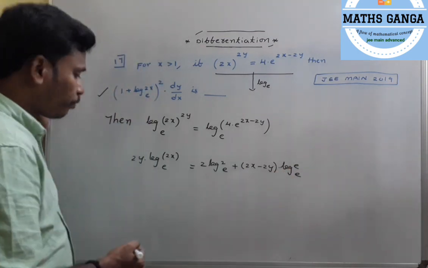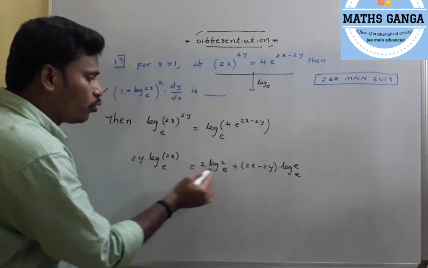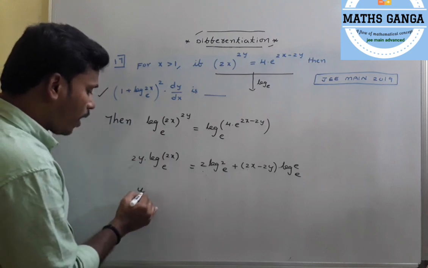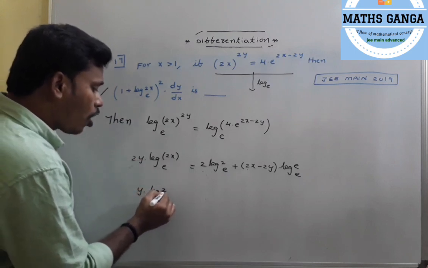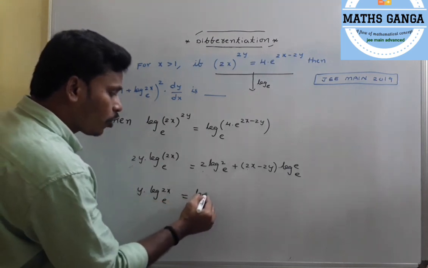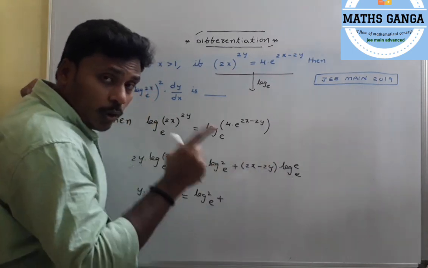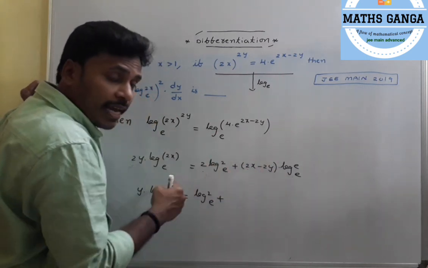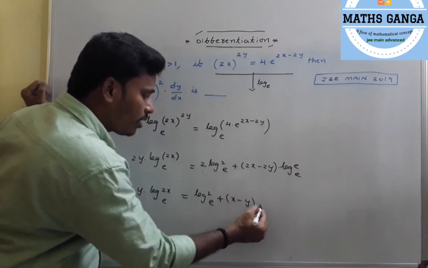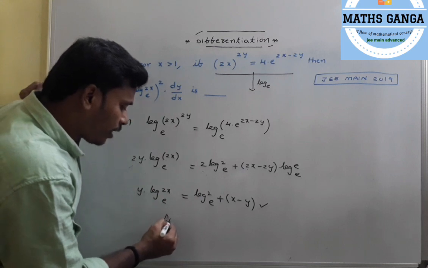Now look here. You just simply cancel 2 everywhere, 2 and 2 and 2. So after that we have y into log 2x to the base e is equal to log 2 to the base e plus, since log e to the base e is 1 and 2 we already cancelled, we are left with x minus y. So this is the relation we have, and now differentiate it with respect to x.